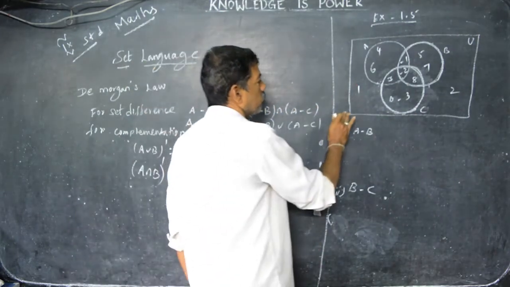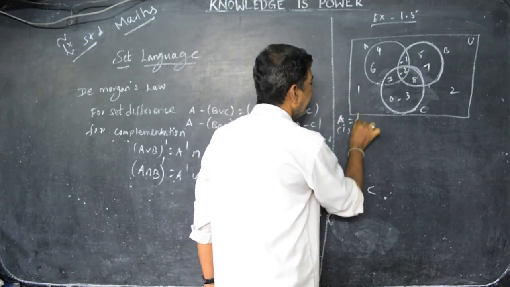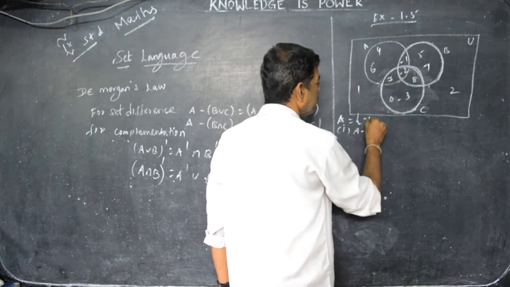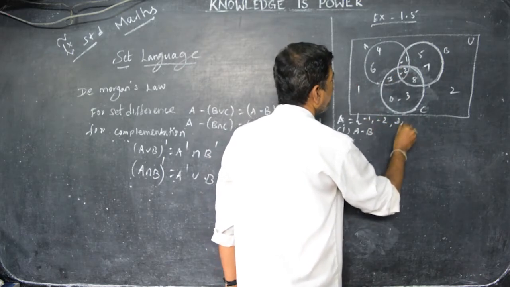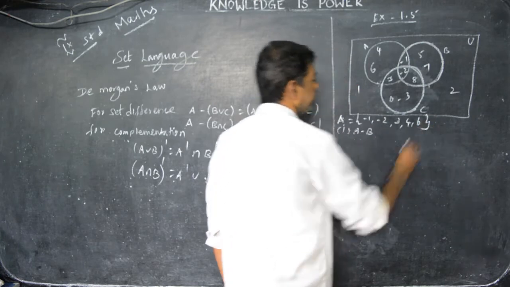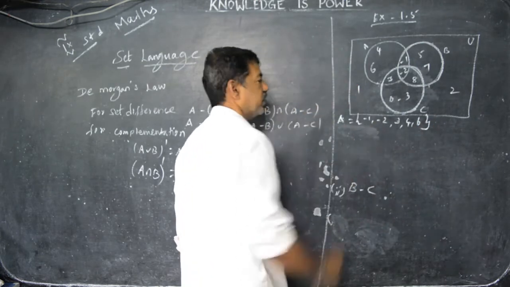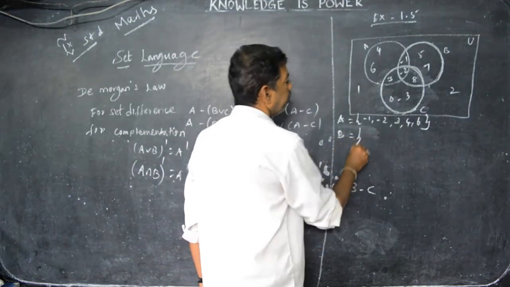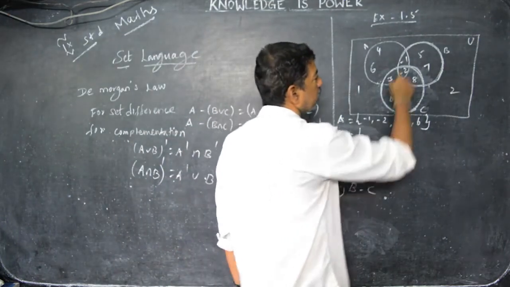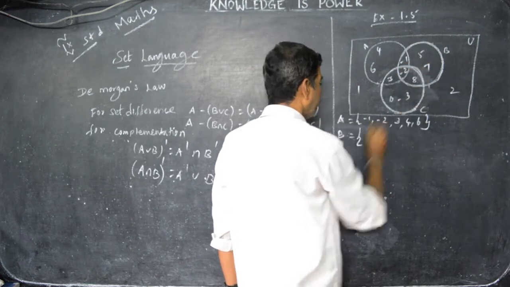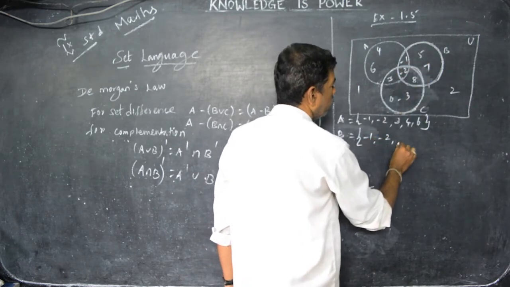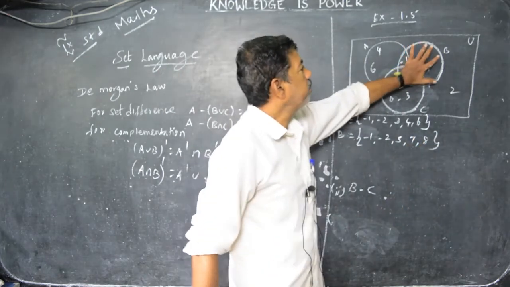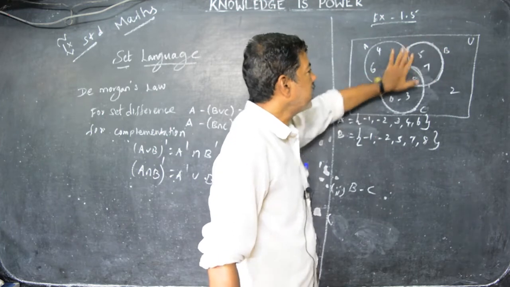Okay, so Aல என்னென்ன இருக்கு? Minus 1, minus 2, 3, 4, 6. Aல இருக்கிறதெல்லாம் எழுதிட்டேன். Bல இருக்கிறத எழுதிக்க. Bல என்ன இருக்கு? ஓகே, minus 1, minus 2, 5, 7, 8. ஓகே, இது ஃபுல்லா B.